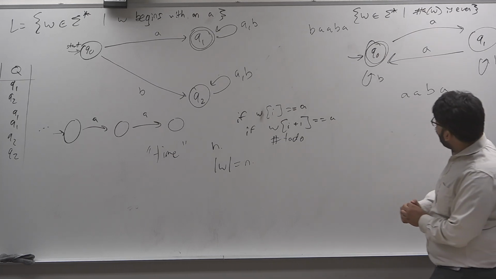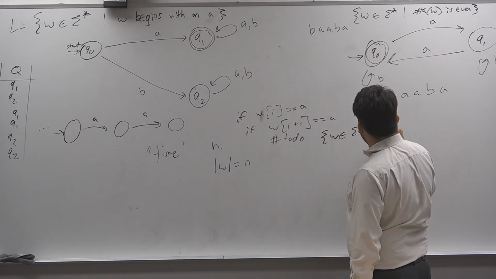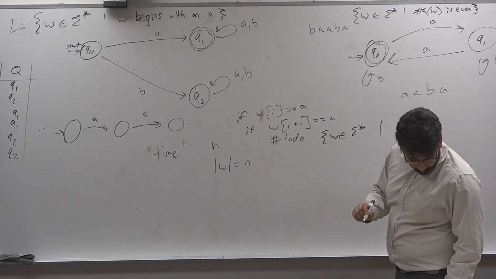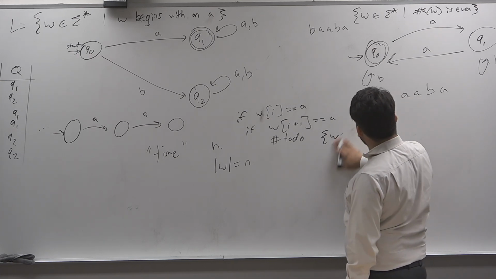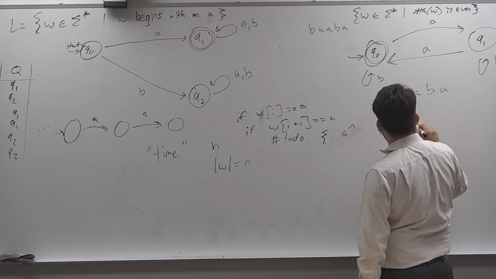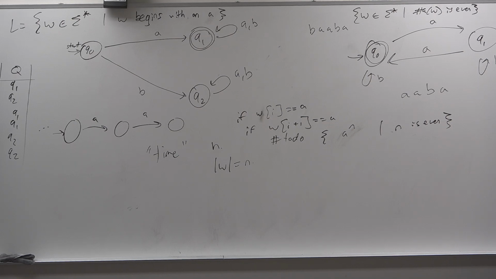All right, let's do another. What about W in sigma star such that, let's suppose I don't want any B's. A to the N, such that N is even. So this is the same language, but there should be no B's in it, right? How could I program such a DFA?